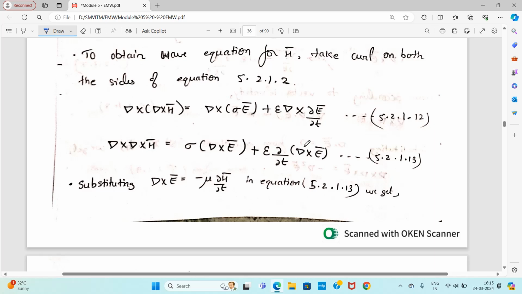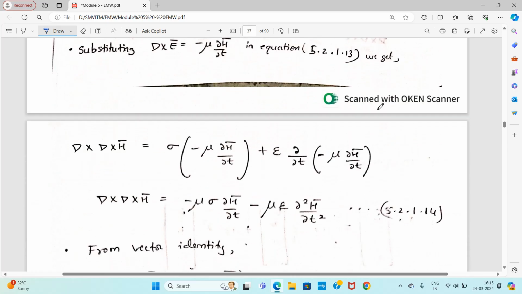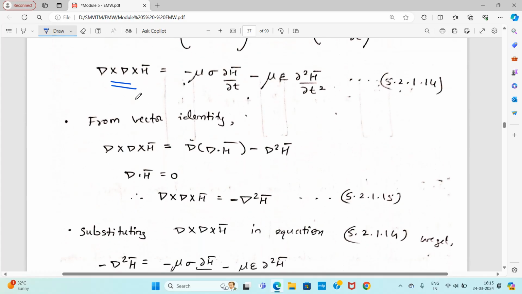And now in place of del cross E, substitute the first Maxwell's equation which you had listed out initially. So put this here in place of del cross E. So you got this. Now you have the equation. Again, I'm going to use the vector identity for left hand side. That will become del of del dot H minus del square H. And again, we know from the listed equation, del dot H is said to be 0, which makes this value 0 and only this will be left.